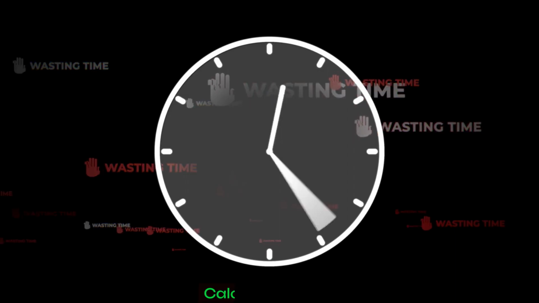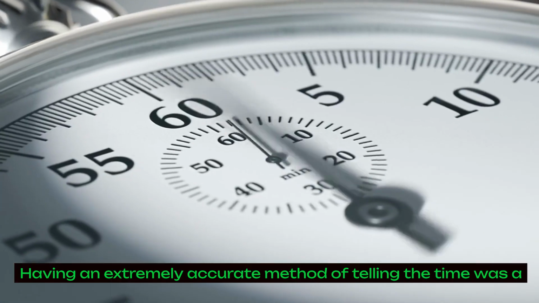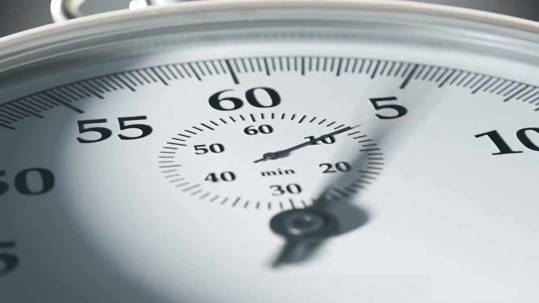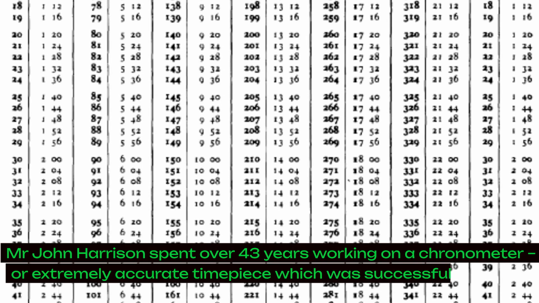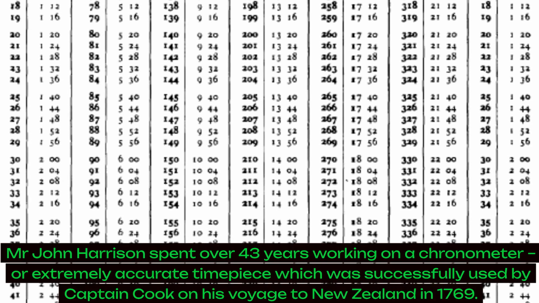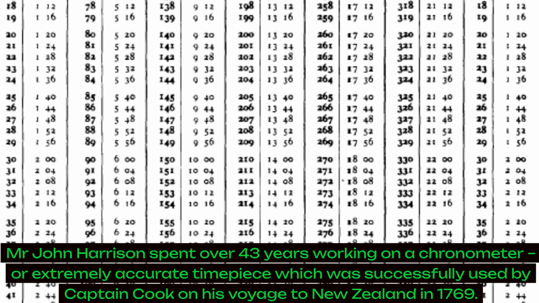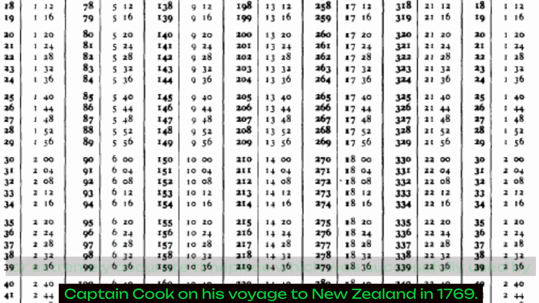Conversion of arc, calculating time. Having an extremely accurate method of telling the time was a huge problem for historical navigators. Mr. John Harrison spent over 43 years working on a chronometer, or extremely accurate timepiece, which was successfully used by Captain Cook on his voyage to New Zealand in 1769.